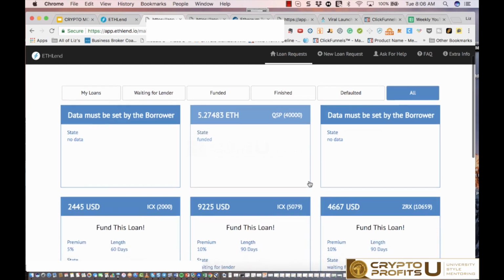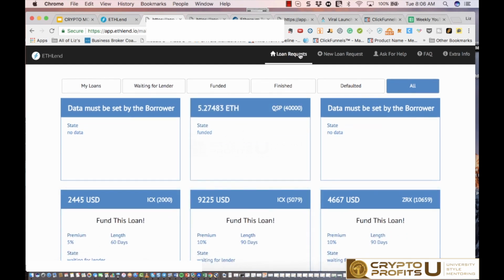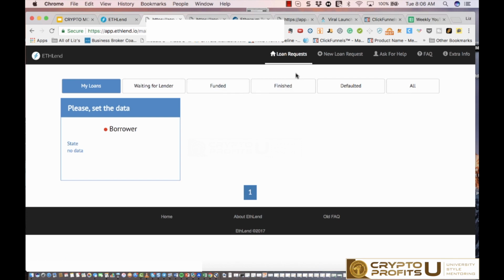So that's pretty much it. Again, this is all available at the loan request here. Once it loads all the information, you have these buttons. So in the next video, we'll show how to set this data and what the next steps are.